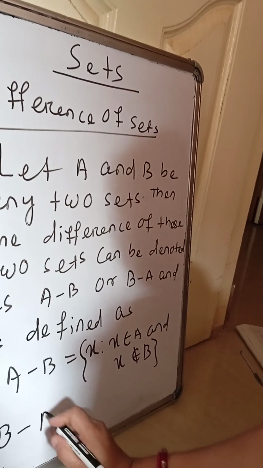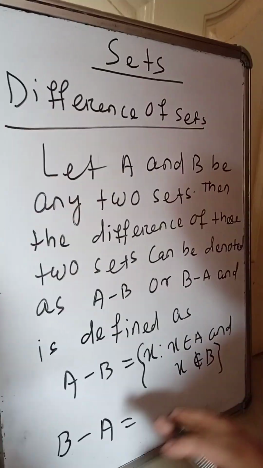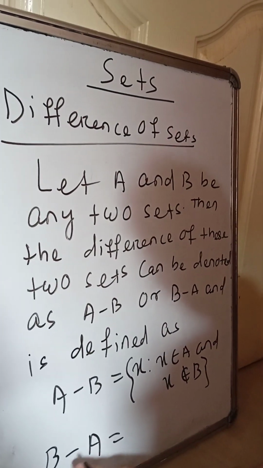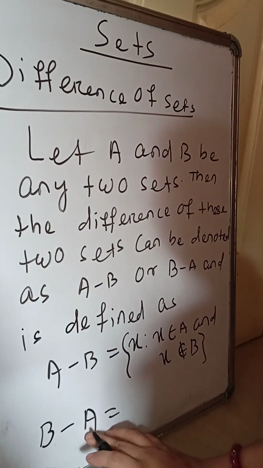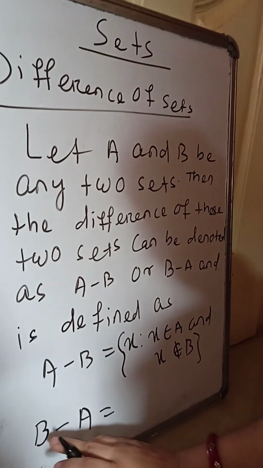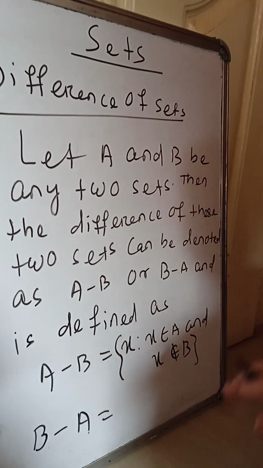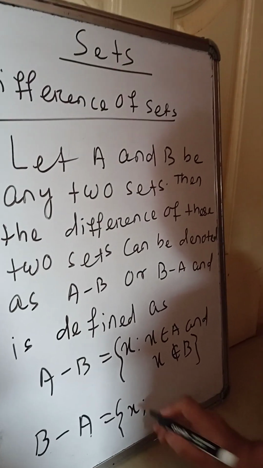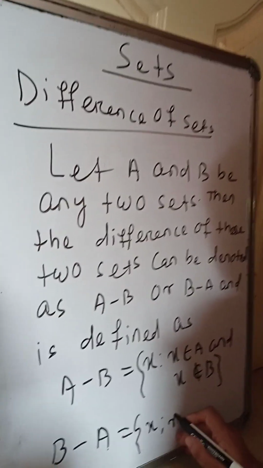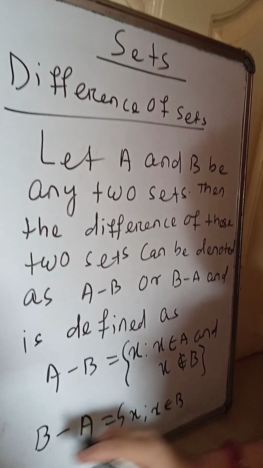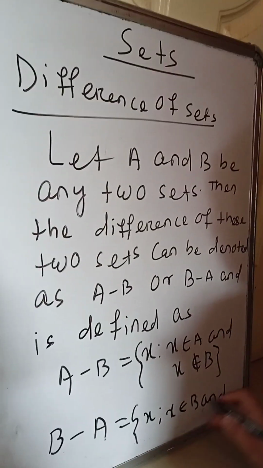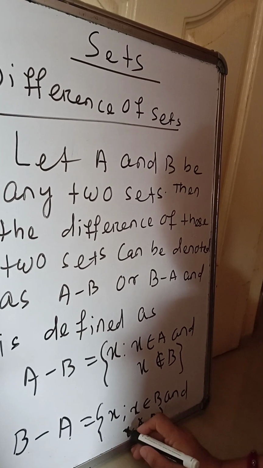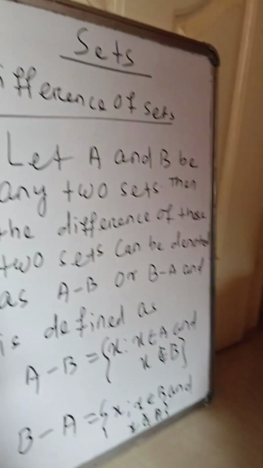Similarly, if we find B minus A, here B minus A is again a set of which elements? The elements of B not present in A, meaning we will exclude those elements of A from set B. So set B minus A is the elements X such that X belongs to B and X does not belong to A.